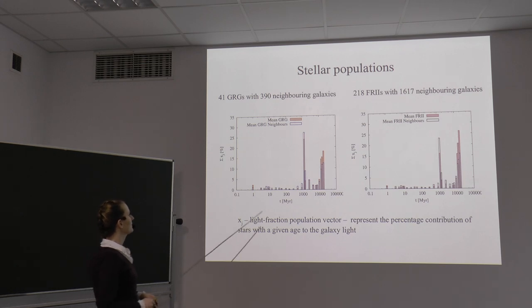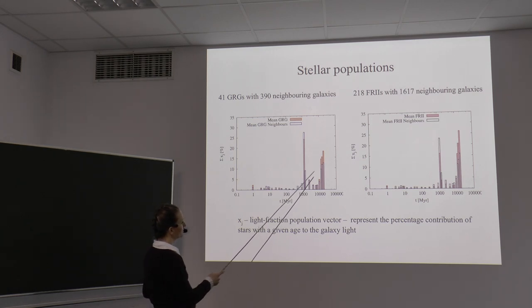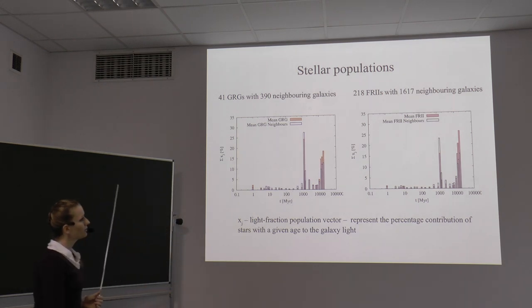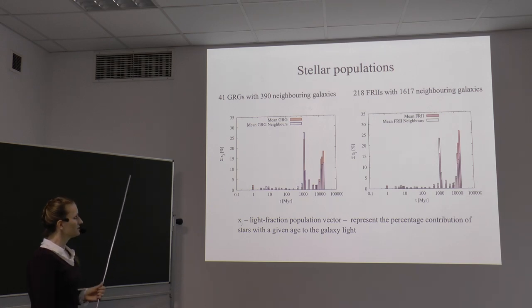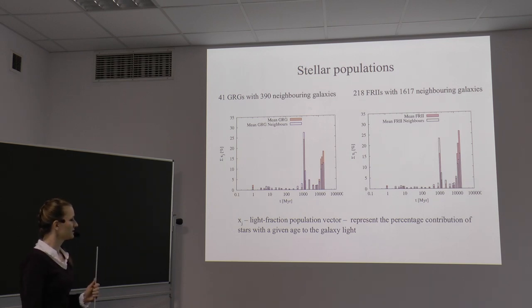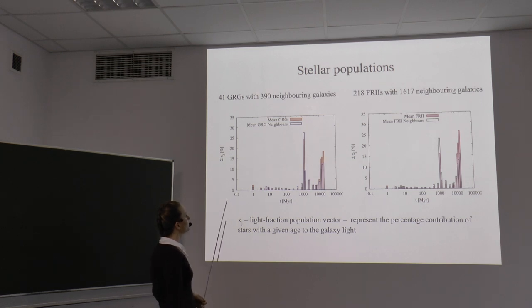And here we can see that all of these galaxies are dominated by old stars with ages larger than 1 giga year. But as you can see, the hosts of radio sources plotted in red have a larger amount of the oldest stellar populations, with ages about 10 giga years. It is not surprising because, as I said at the beginning, usually hosts of radio sources are elliptical galaxies, so they are old stellar systems, so they should have a large amount of old stars.